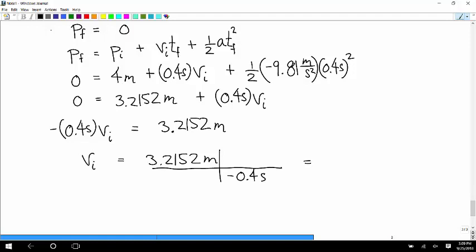And you get an initial velocity of negative 8.04 meters per second. Does it make sense that it's negative? Yeah, because it's being thrown down and that's our negative direction. Does it make sense that the acceleration and the initial velocity have the same sign? Yeah, and gravity, as something's coming down, is going to be speeding it up. Okay, that's all.